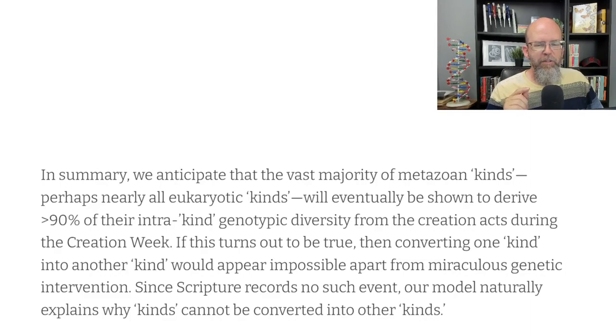If this turns out to be true, then converting one kind into another kind would appear impossible apart from miraculous genetic intervention. Since scripture records no such event, our model naturally explains why kinds cannot be converted into other kinds. He's saying that because most of the variation was created for a particular kind, and only 10% of the variation is added new in 6,000 years, there's not enough new variation to make something new, because obviously God gave all the variation that he wanted the kind to have. So however they use it, they can't make another kind out of that 90%.